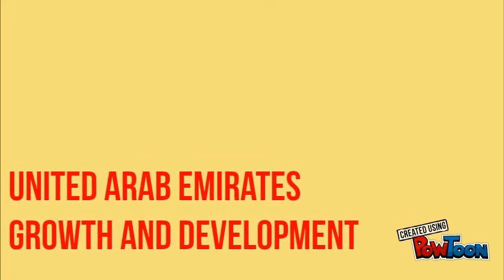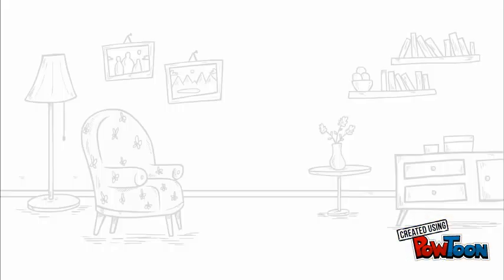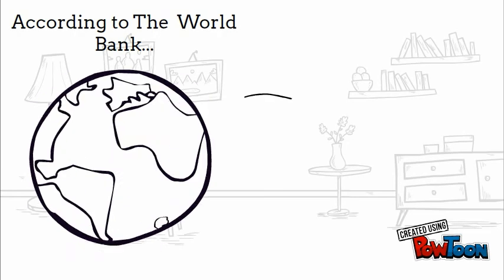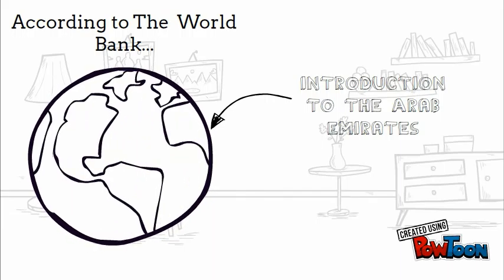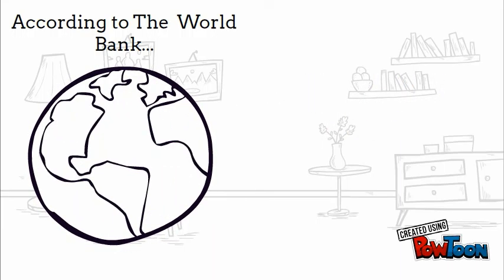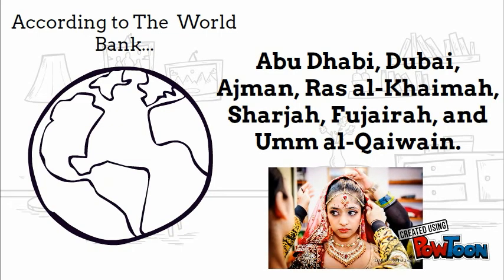We are going to talk about the United Arab Emirates' growth and development through the power of businesses. The United Arab Emirates is a federation located in the Arabian Peninsula. It formed in 1971 and is constituted by 7 emirates: Abu Dhabi, Dubai, Ajman, Ras Al Khaimah, Sharjah, Fujairah, and Al Quwain.